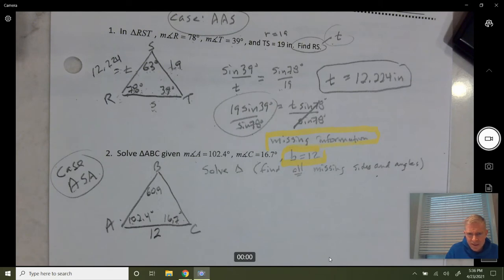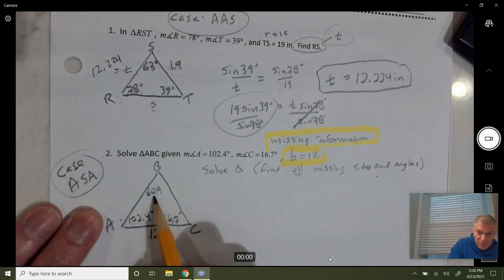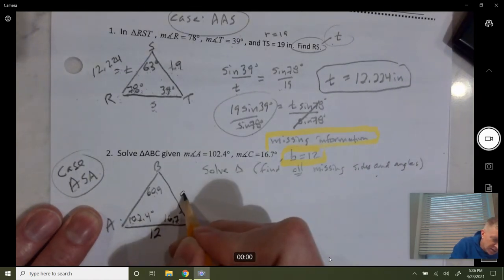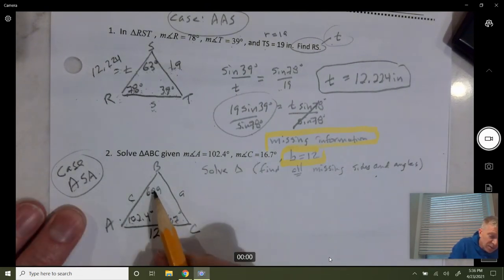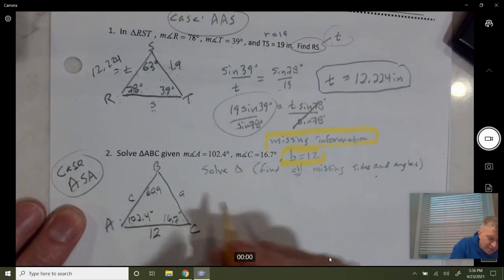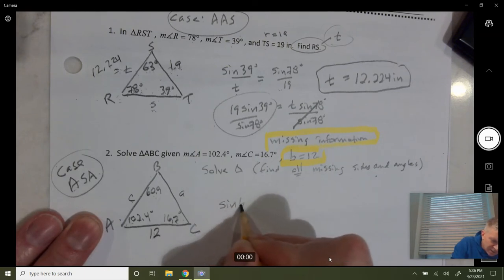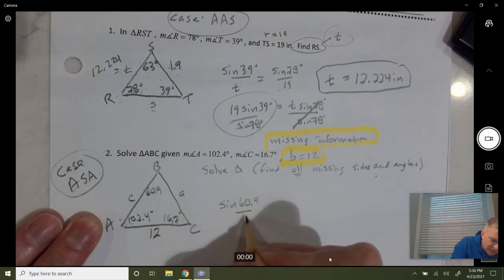Okay, find all missing sides and angles. We already found this missing angle, so we've only got two sides to find, little a and little c. We definitely have to use this pair, the angle and the opposite side that we have. So that's going to be sine of 60.9 divided by 12.